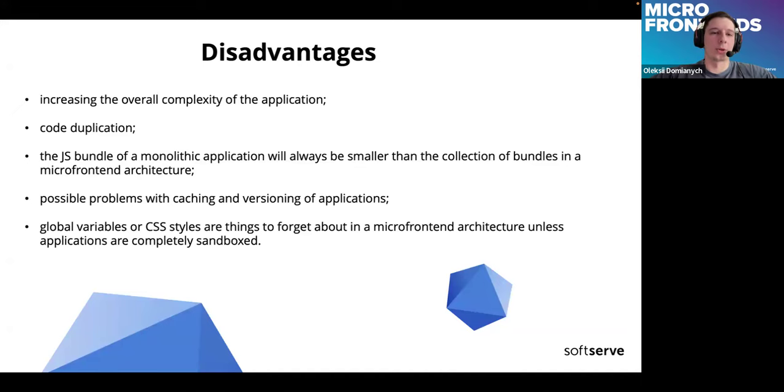We should talk about possible problems with caching and versioning of applications. I think we will talk about it also in the next slides. So let's move on and see one more disadvantage, global variables. So CSS styles are things to forget about in a micro frontend architecture unless applications are completely sandboxed. I think it should also be clear because, as usual, micro frontends are separated in different repositories and you don't know which variable, which global style they are using in your service. If you use global style, everything will be good, but when you deploy and release, something will be broken because you rewrote global style. So because of that, you should forget about it in micro frontend architecture.